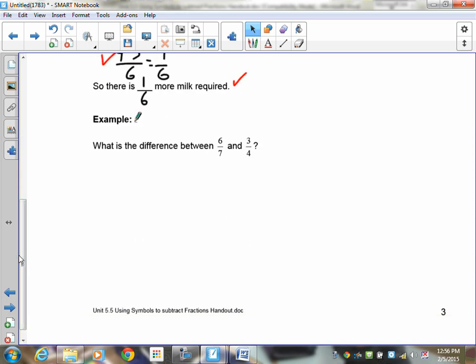Okay, 6/7 and 3/4. What is the difference? When you get a question like this, the order is the order in which you subtract it. So it's going to be 6/7, take away 3/4. Okay, pause the recording and try that question.